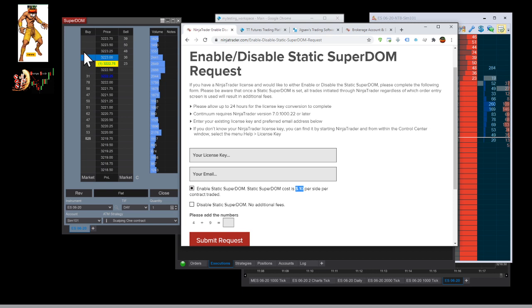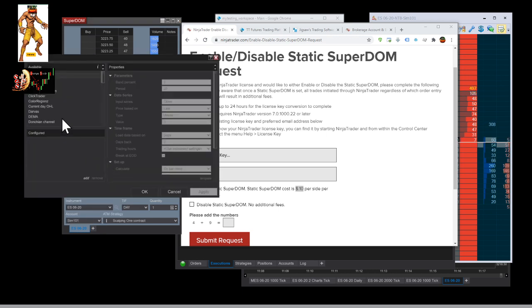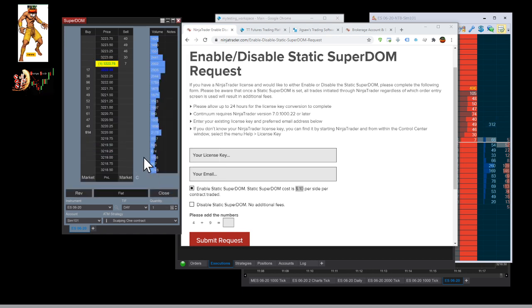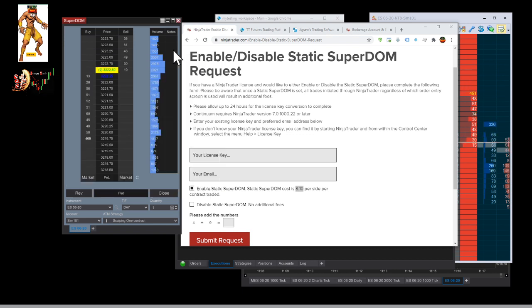Once you have the Superdome, you will normally have the buy and the sell, but you will not get the volume. To get the volume, you right click and add, not indicators, but column. On the column, you can add the volume, and here you will have this column that will tell you at each price how many trades have been taken. For example, here I can see that 3,222.75 and .50 are some resistance zones because the price has been traded a lot on these zones.